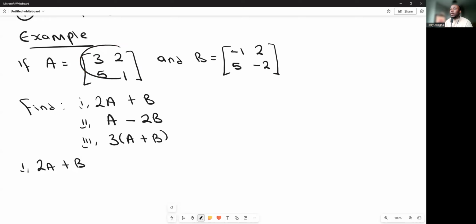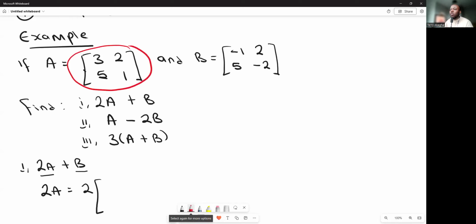So we have 2A plus B. The first thing you will notice in this question is that with the 2A plus B, we have to first solve the 2A, get an answer, then we're going to add it to B, okay? So we're going to do the 2A now. If you've not watched my previous video, you have to go back and look at it. So it's 2 multiplied by what? What is the A here? So all this value here is the A, right? So this is the A matrix. So we're going to put it here now. So we're going to solve this. So it's going to be 2.